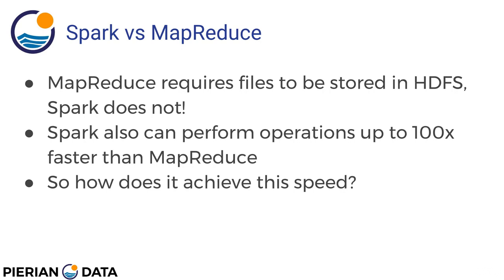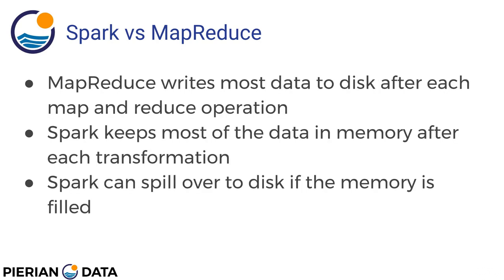So the question is, how does it actually achieve this speed? 100 times faster is a huge increase in performance. Well, MapReduce writes most data to disk after each map and reduce operation. Spark will keep most of that data in memory, that is something like RAM, after each transformation. And Spark can spill over to disk if the memory is filled. So if you don't have enough RAM on that single local machine, it can spill over to the hard drive. But the main idea is that as computers and RAM have gotten cheaper, it makes sense to put everything onto RAM instead of writing and reading to the hard drive. And that's one of the main differences between Spark and MapReduce as a high-level overview.